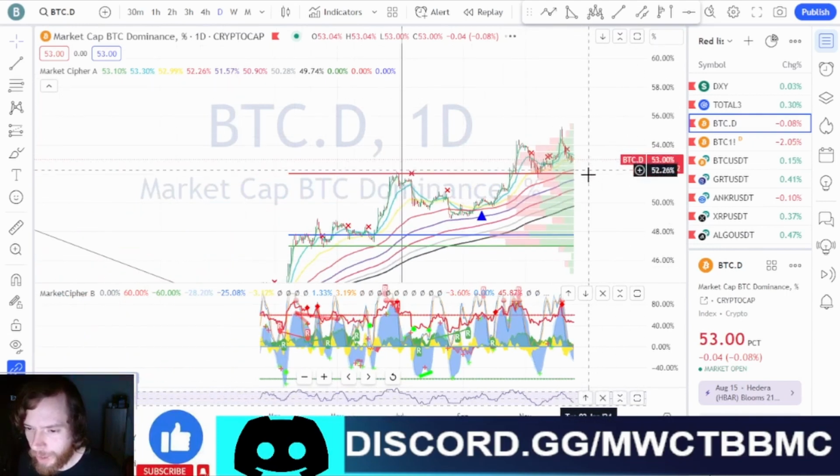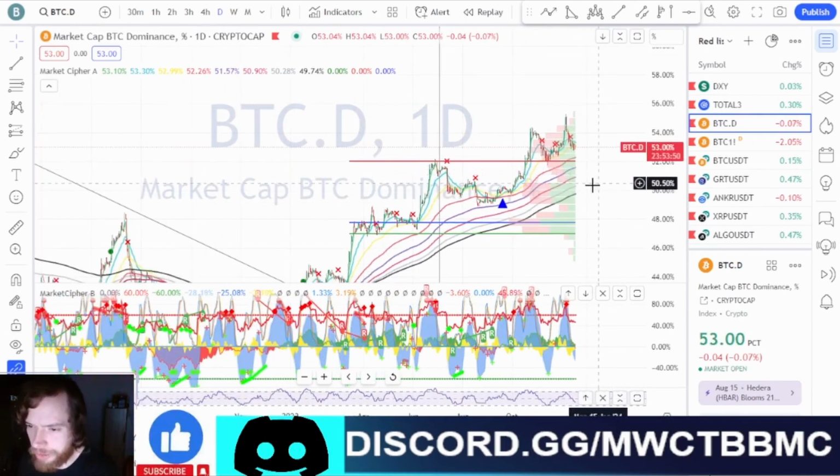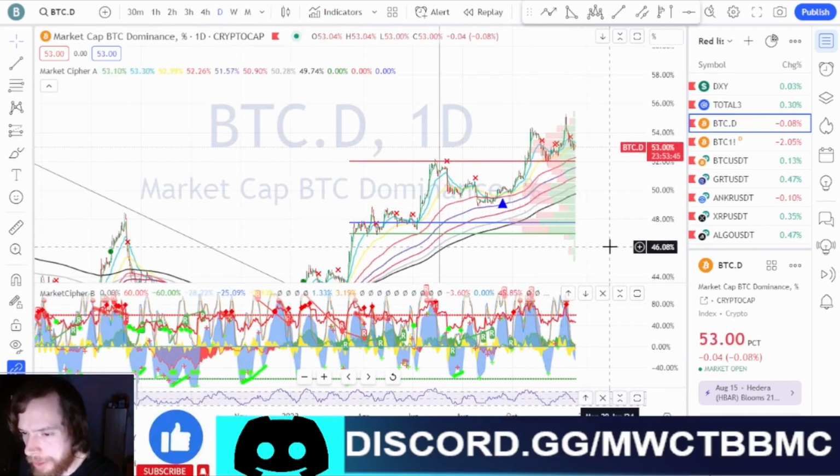Remember, our volume profile, which is what you see here, has 3 parts: the value area high, the point of control, and the value area low.